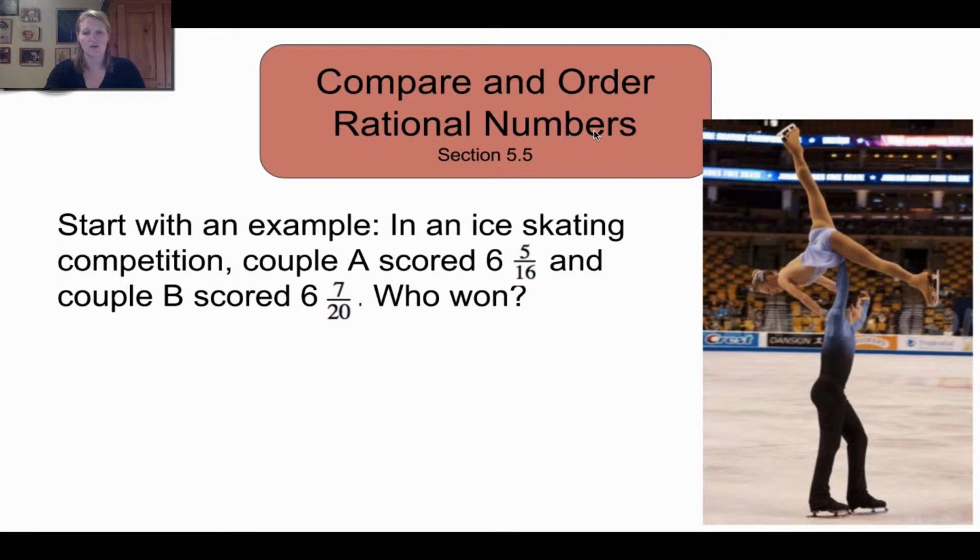A good example of why this would happen is we've been watching figure skating lately at my house. Let's say that in an ice skating competition, couple A scored 6 and 5/16, so that was their score. And couple B, the one that came on after, scored 6 and 7/20. So the crowd is sitting there like, what? Who won? Who won? Right?